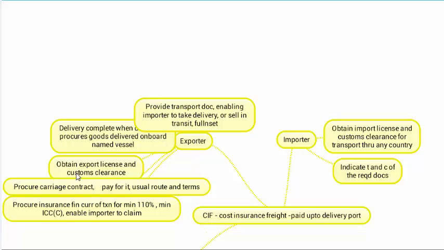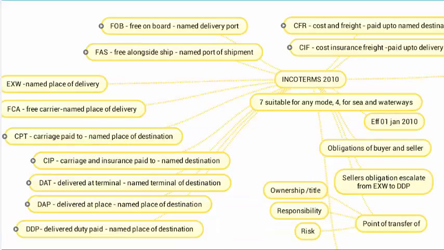The exporter also has to arrange for export licenses and customs clearance. And delivery is complete when goods are delivered on board a named vessel. In FOB also, delivery is complete when delivered on board a named vessel. But here, the exporter will arrange for insurance and freight up to destination. In FOB, he will not pay for freight, he will not pay for insurance, he will just deliver on board. And the exporter will provide documents that will enable the importer to take delivery of goods. So this is in brief.